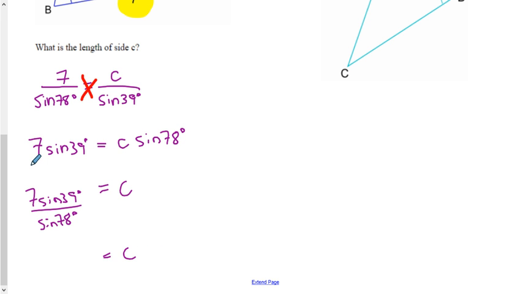That's calculator work. 7 times whatever sine of 39 is, that's a decimal number, divided by whatever sine of 78 is, that's a decimal number. When you round it to one decimal place, you should end up with 4.5. So try that out. Make sure you can do that on your calculator and that it matches.